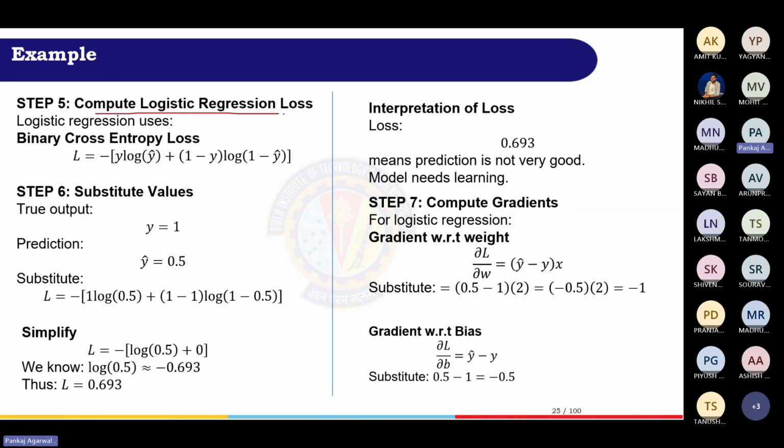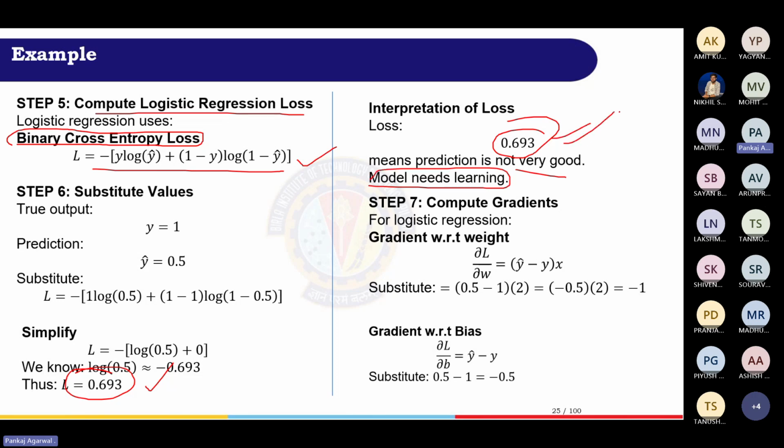Then we computed the loss using the binary cross entropy loss. I also explained why a simple MSE would fail, and I've explained that further as well. We substituted the values, and you came up with a loss. The interpretation of this loss is that the model prediction is not very good. A loss of 69% is quite big, so obviously the model needs training. Had the loss been, suppose, 1% or 2%, one might think there's no point in training. That thought process should also be there.